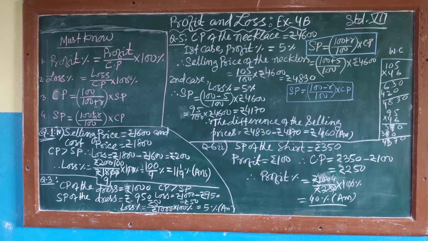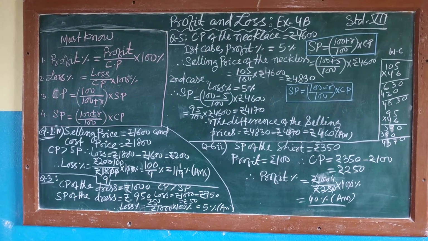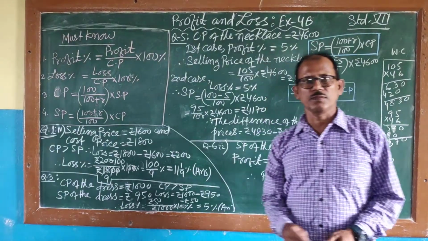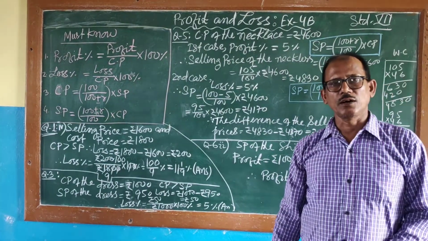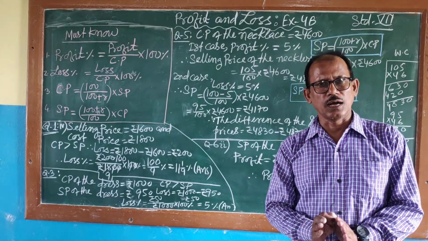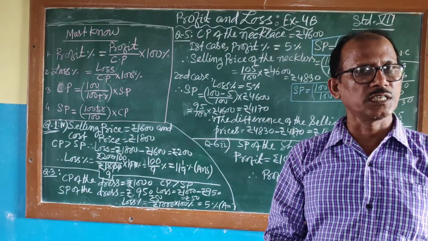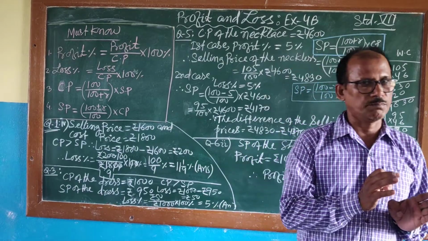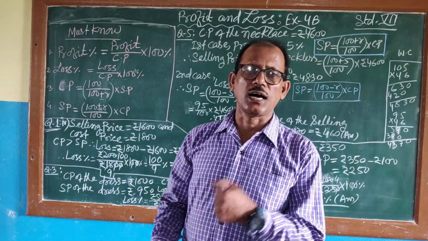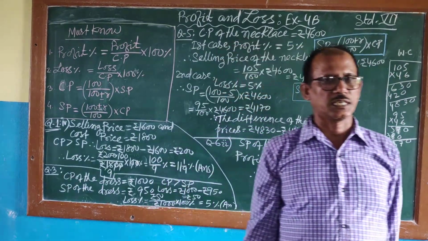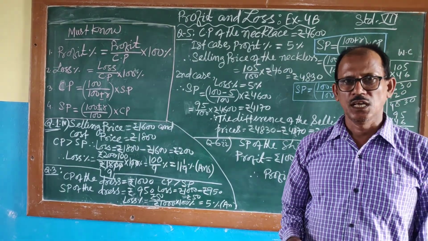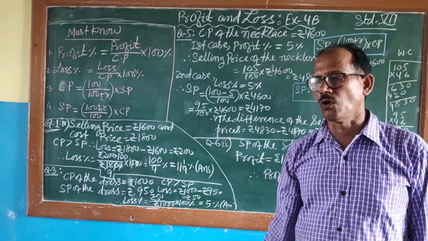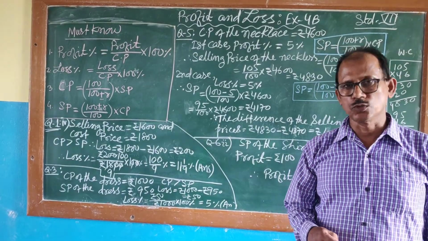Students, we are in the lesson Profit and Loss. Yesterday you learned a few of the sums of profit and loss, that is Exercise 4A. Now it's time for us to learn about the profit percentage, and finding out CP or SP when the other one is given and the profit or loss percentage is given. For that, yesterday in the first video on profit and loss, I told you all the formulas that you must know.